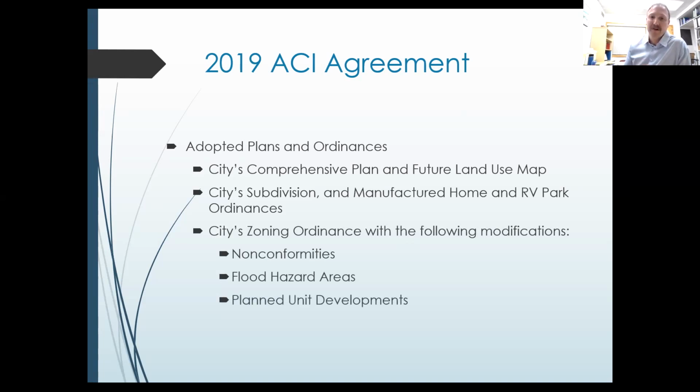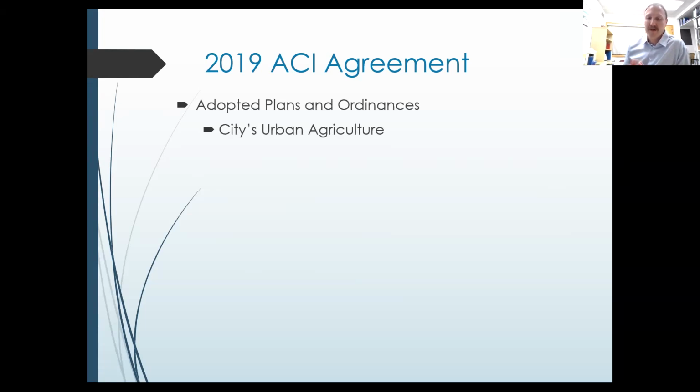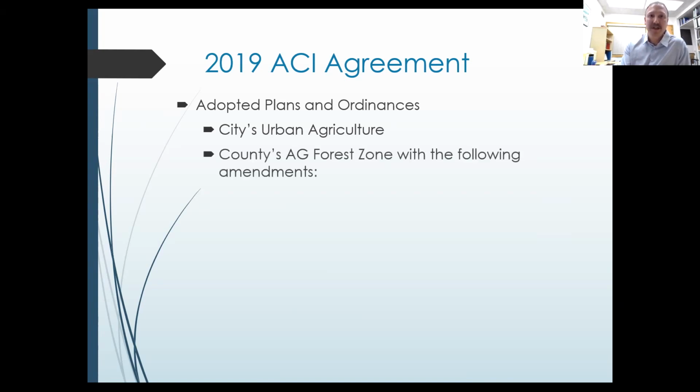Plan unit developments are really a city thing. If people are pursuing plan unit developments in the area city impact, they really need to be directed to annex into the city. And so we just eliminated that option within the area city impact, to direct people to annex and go through that process if they wish to pursue a PUD. City's urban agriculture: we have a wide urban agricultural ordinance that's a lot more in depth than the county's, and we wanted to give people those opportunities that they have in the city to do more market gardens and community gardens within the area city impact.